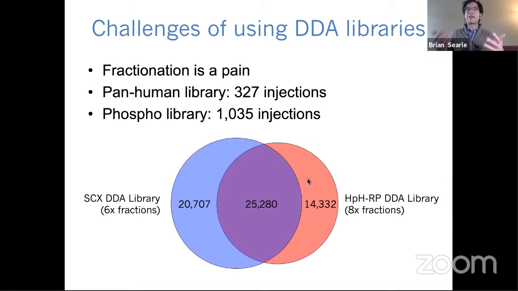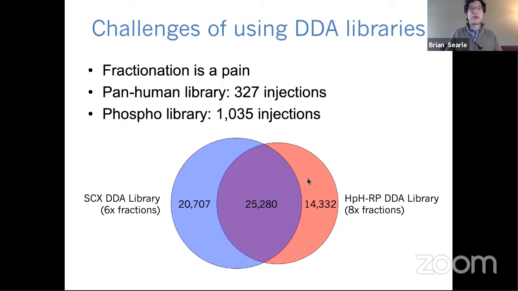One of the issues is that how you generate your fractions is really important. For example, if you compare the normal tryptic peptides you can detect using SCX fractionation, you get a very different profile than the peptides you get with high pH reverse phase fractionation, which means that if you want to generate a full library, you kind of need to do both at the same time. And so this doubles the amount of work that you need to do.